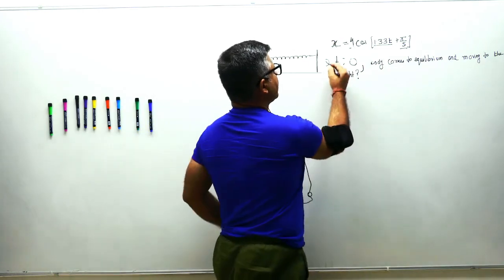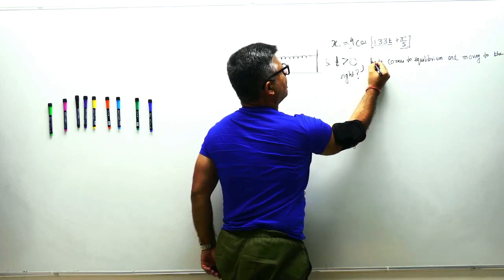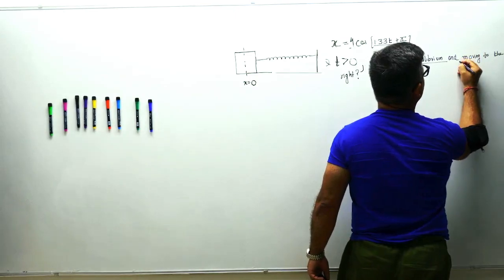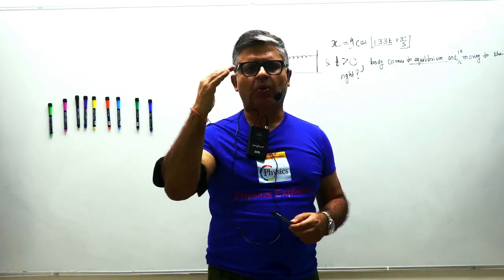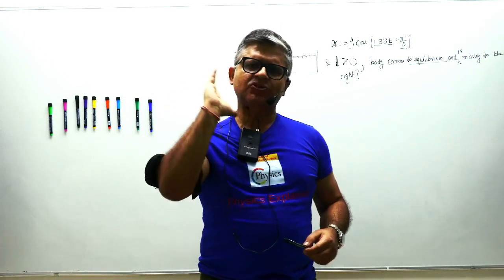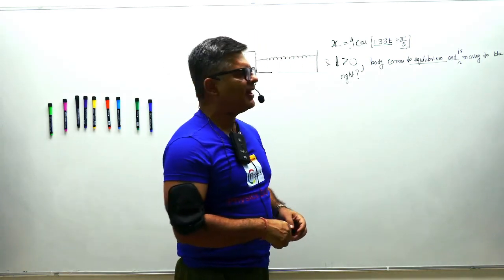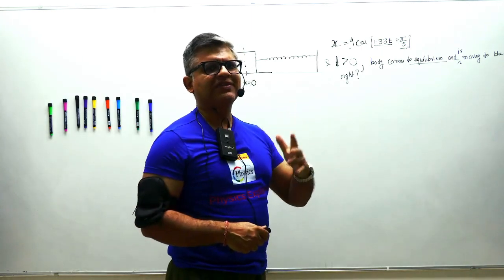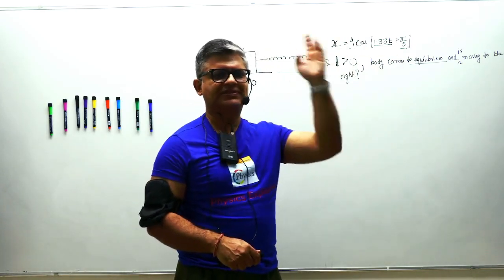The question is, at what value of t, at what time, does the body come to equilibrium and is moving to the right? I hope the question is clear to you. It is going to move to and fro an infinite number of times. There is no loss of energy. But when is the first time it will again be in equilibrium, starting from the initial point? And it is moving rightwards, not leftward.